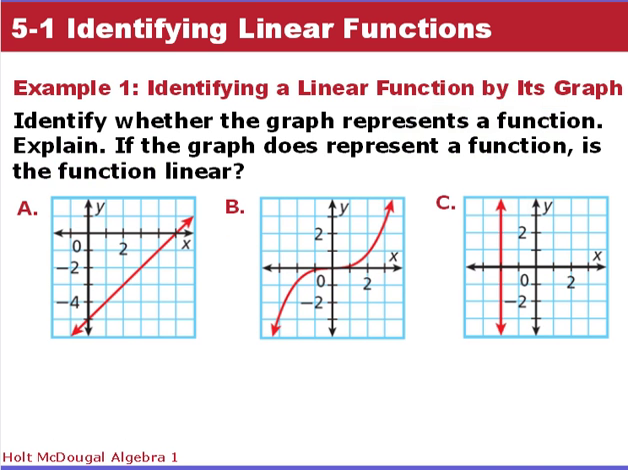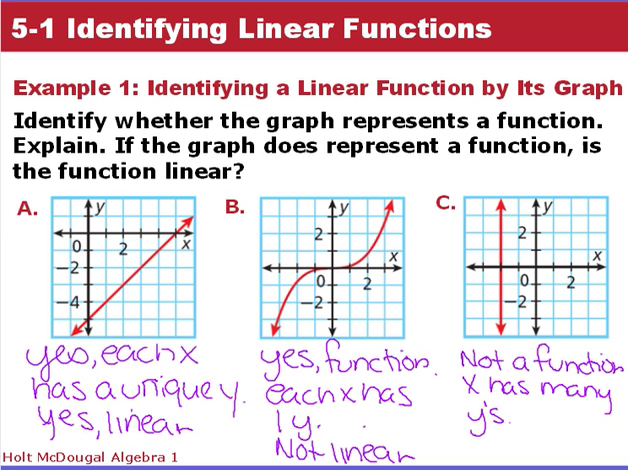Here we have our first example. We want to identify whether the graph represents a function and explain. And if the graph does represent a function, is the function linear? Looking at example A, we notice that each x has a unique y, and it's a line, therefore it's a linear function. And again, vertical line test, very handy. Draw a vertical line. We have our grid markings there. It only intersects our graph one time.